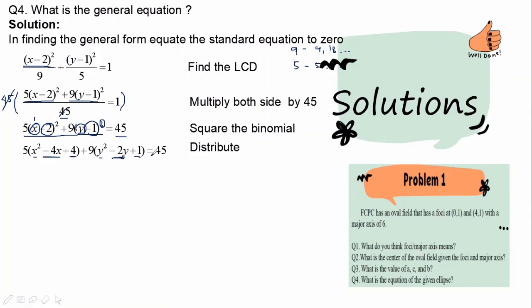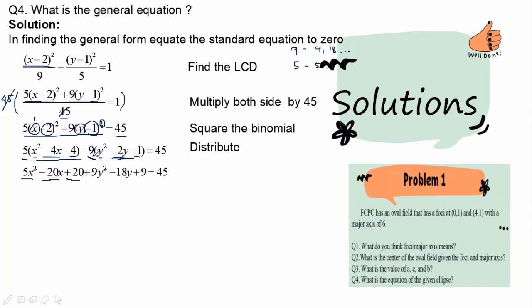And after that, distribute. So in the first one, we will distribute 5 to the values inside the parentheses. So 5 times x squared is 5x squared. 5 times negative 4x is negative 20x. 5 times 4 is positive 20. Then copy plus, or addition. Then after that, we will distribute also 9 to the values inside the parentheses.